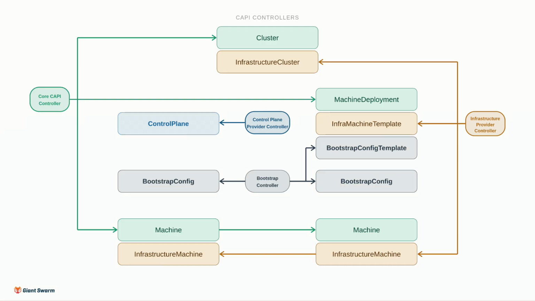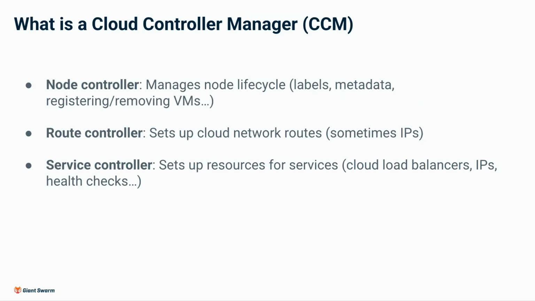And then the infrastructure provider controller will talk to the hypervisor API or cloud API and reconcile the infra layer. And then you also get the control plane controller and bootstrap controller, which will work with something like kubeadm to take care of your cloud-init or ignition data, basically, so that each machine can join your cluster.